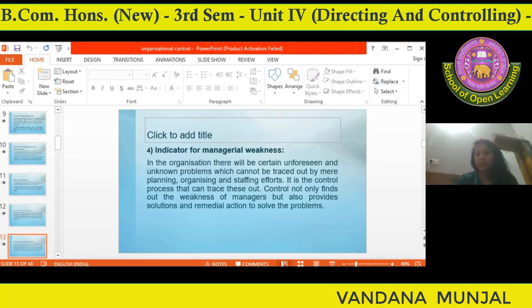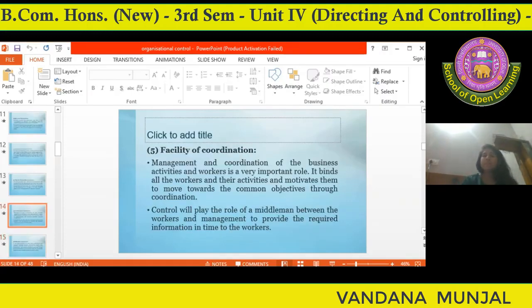Okay. Now the next point is facility of coordination. Management and coordination of the business and activities and worker is very important. Control binds all the workers, their goals, their activities to each other. Control plays a role of a middleman between the workers and management, and it serves both the purposes.